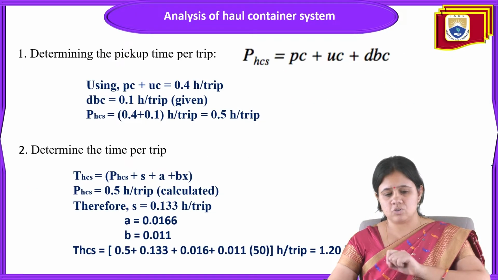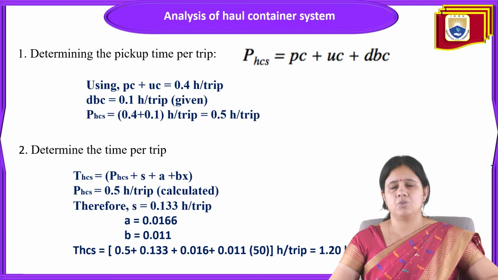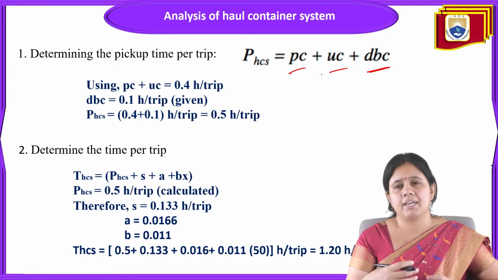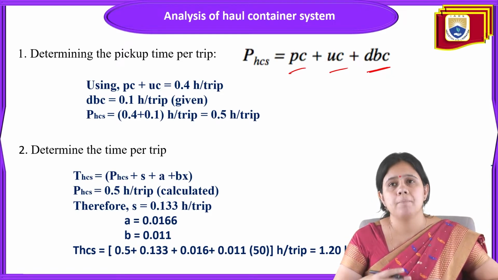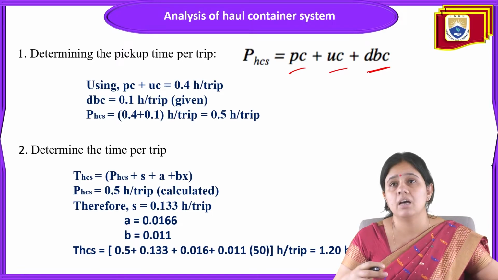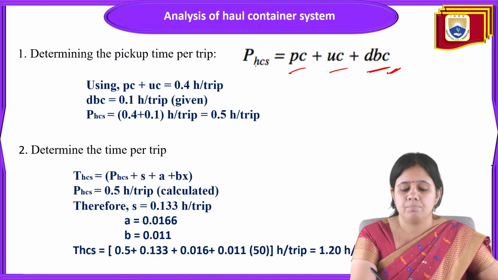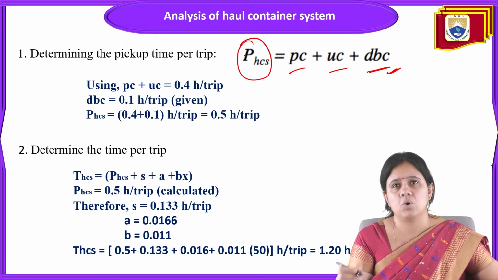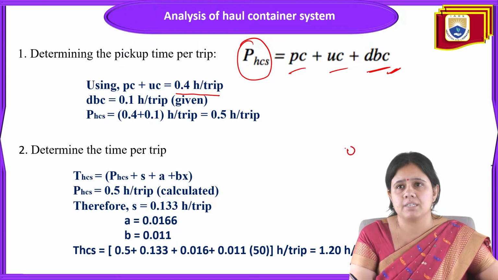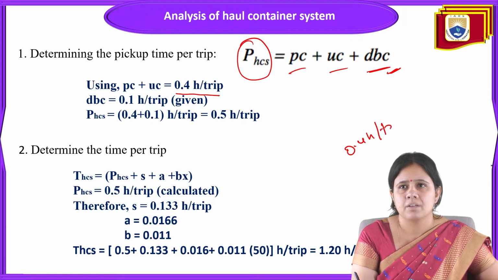Now solve this using the equation we have already discussed: PHC is equal to PC plus UC plus DBC. PC means the time taken while depositing the occupied container, UC is the time taken while depositing the empty container, and DBC is the time taken driving between containers. P is the haul time. So PC plus UC is equal to 0.4 hour per trip. It is given as 0.4 hour per trip.